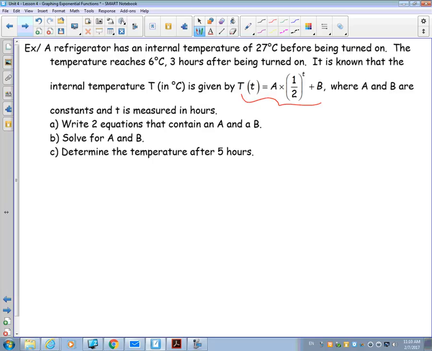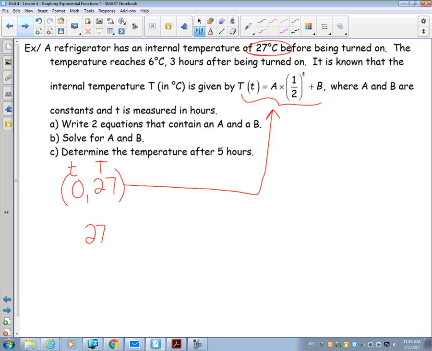So what kind of information have they given us? They've told us when they first turn it on, it's 27 degrees Celsius. Well, that's a point, right? This is my time. This is my temperature. I can use those with my equation to make a function.